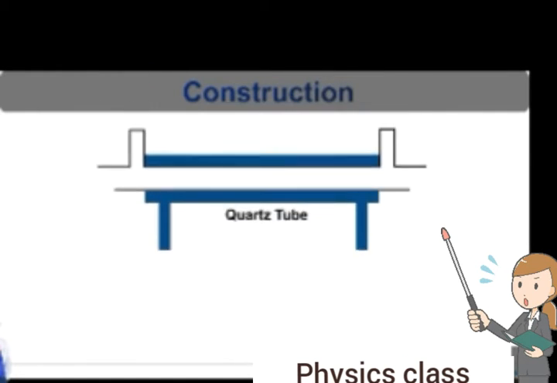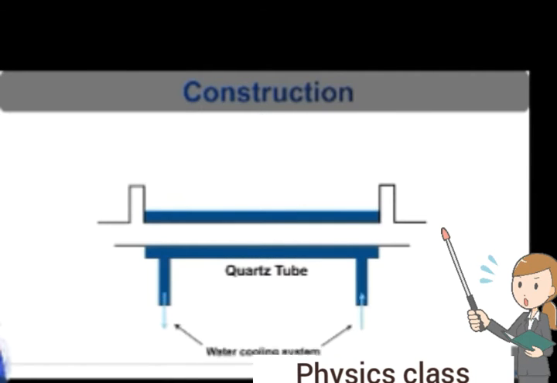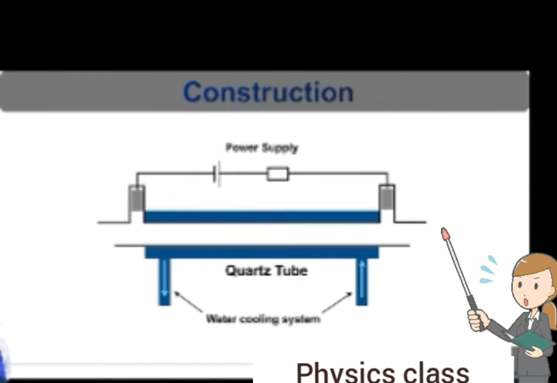Now let's see the construction of the CO2 gas laser. This laser has a gas discharge quartz tube of about 1.5 millimeter square cross section and 260 millimeter length. A water cooling system is connected to maintain the temperature. An AC supply, for example 20 to 50 kilohertz, or a radio frequency RF power supply is connected to the tube. The tube is filled with a mixture of CO2 gas, nitrogen gas and helium gas in the ratio 1:4:5.